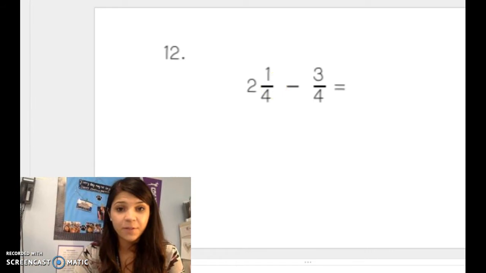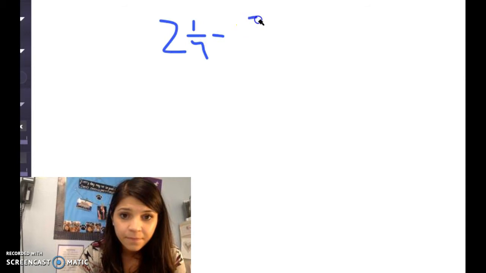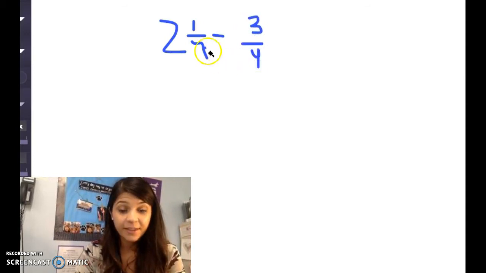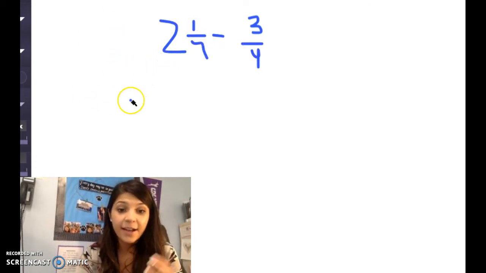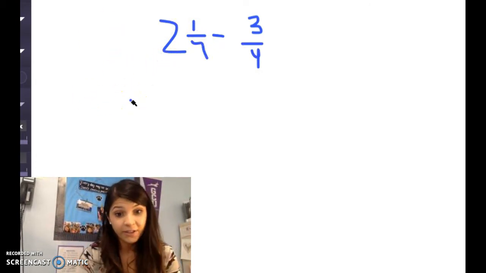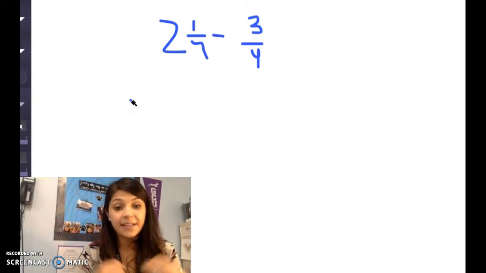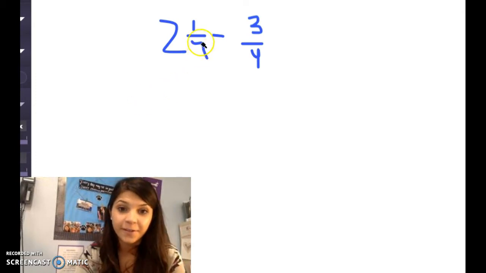Well, if I come over to my sketch pad and I write out 2 1/4 minus 3/4, I know that I need to convert this mixed number into a fraction. So I did this thing called the heart. And if you learned it, some people learned it as a half circle. It's whatever is easiest for you. But hearts are fun for me, so that's what I'm going to stick to.